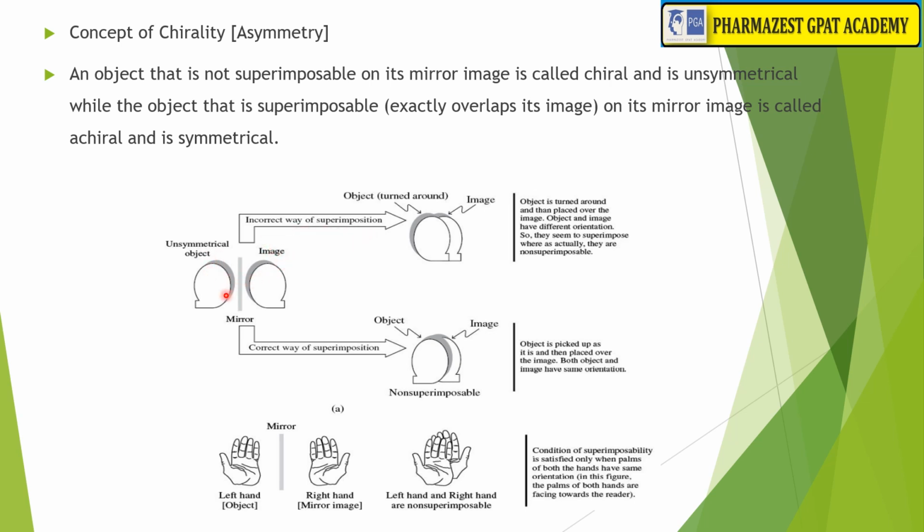This is the incorrect way of superimposition. If this is turned and superimposed on it, it looks like they are superimposing, but they are not. The correct way of superimposing is taking this and placing it straight over it. The object is picked up as it is and then placed over the image. Both objects have the same orientation. These are non-superimposable. The examples of non-superimposable objects are our hands. This is the general explanation, and coming to chemistry, a carbon attached to 4 different groups is known as a chiral carbon.